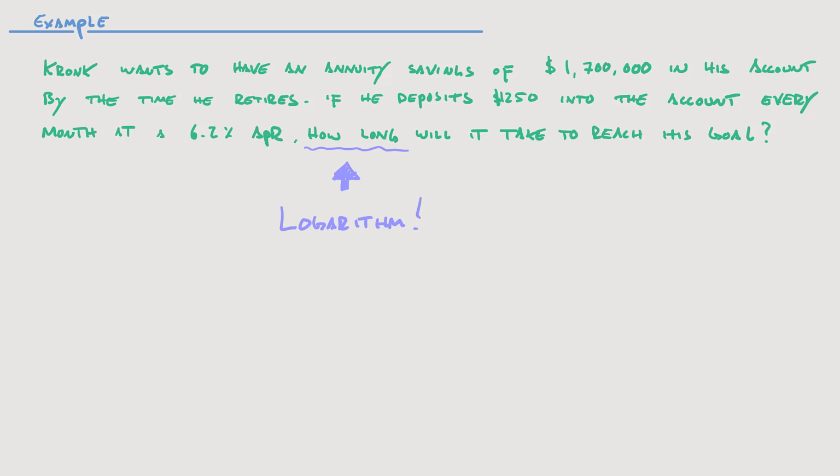Okay, so the first thing that we need to look at is this question is asking us how long. Anytime you're solving for a length of time in an annuity, or in a payout annuity, or in a compound interest problem, you're always using a logarithm, because the exponent is where the variable lives that we're trying to solve for. That's where the time variable lives.